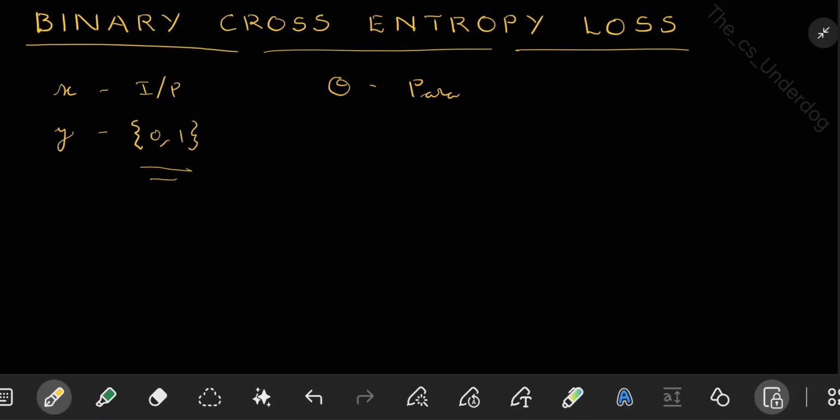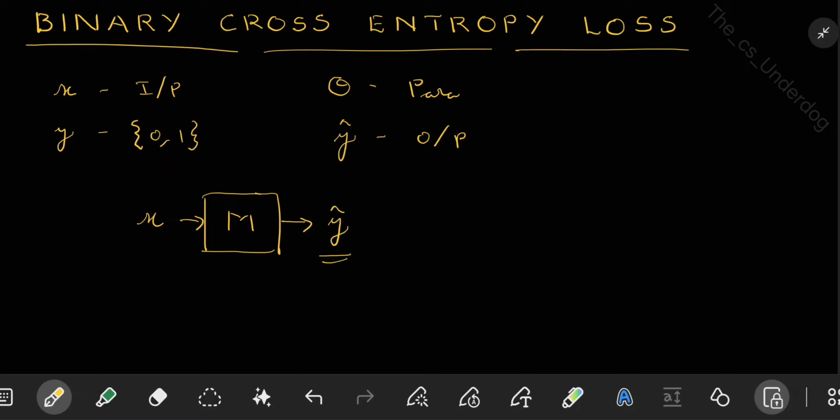Next thing is y cap. Y cap is the output. What is the difference with the true label? True label is the exact class that each data belongs to, but y cap is the numerical value that your model is going to output. If you have a model M, you are passing the input X through this model. Whatever this model gave you as output, that you call as y cap. So this y cap won't simply be a value of 0 or 1. Instead, y cap can take any value from 0 to 1. So this is the difference between y and y cap.